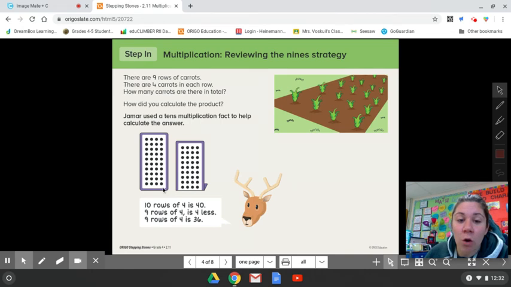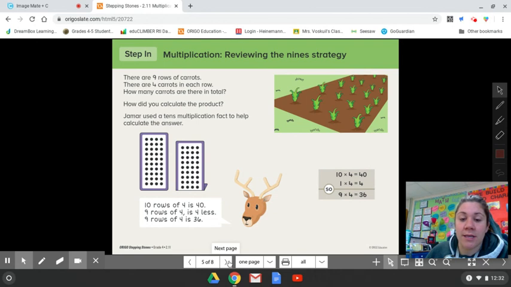So if you have 10 rows of 4, that would be 40. But we only have 9 rows of 4. So that's 1 row of 4 less. So we're subtracting 4 from 40. Written here, 10 times 4 equals 40. 1 row of 4 is going to be taken away to get to only 9 rows of 4 equals 36. Right? So the strategy is helping us use facts that we know to solve facts that we don't know.